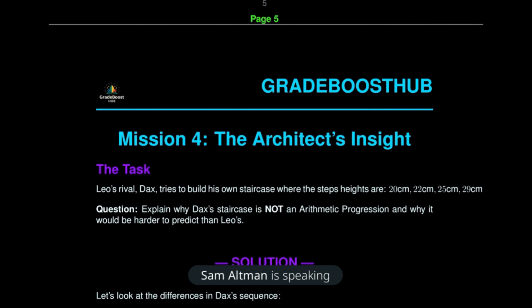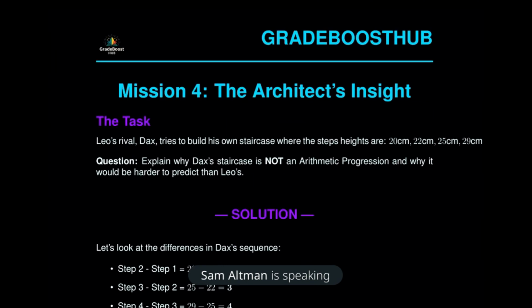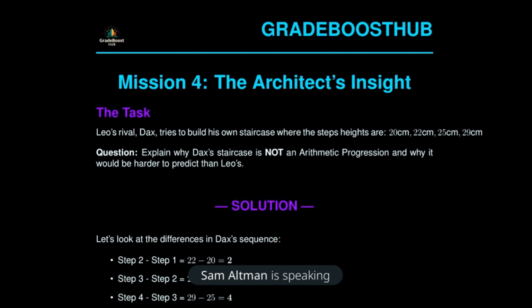For Leo, that is the last mission, the architect's insight. So Leo's rival Dex, okay, so here is the climax coming. He tries to build his own staircase where the step heights are 20 centimeters, 22 centimeters, 25, 29, and so on. The question given to us is: explain why Dex's staircase is not an arithmetic progression and why it would be harder to predict than Leo's.